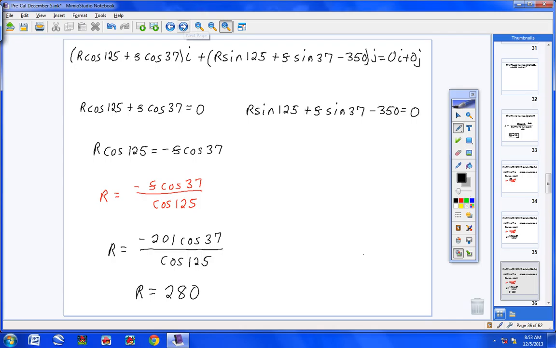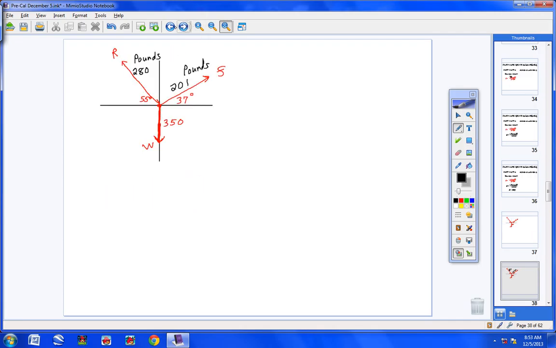Okay? Now, let's take a look at our beginning picture. Here's our beginning picture. This is what we started off with. We knew this force here was 350. And now we know S has a force or a magnitude or a length of 201 pounds. I believe it was in pounds, wasn't it? I hope it was. If not, we're going to pretend it was. And R has a force of 280 pounds. So now you know how much tension to put on each cable to hold this weight of 350.